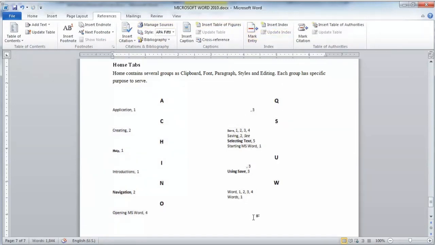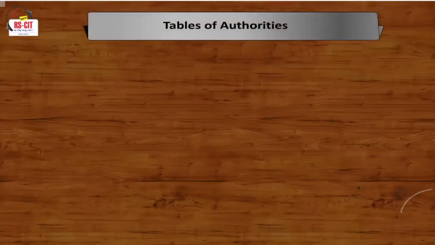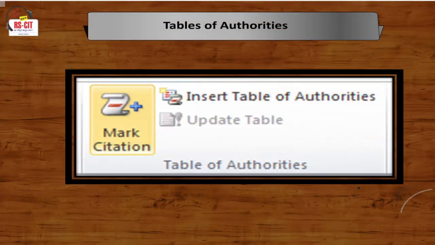Table of Authorities. A table of authorities lists the references in a legal document, along with the numbers of the pages the references appear on. To create a table of authorities, you mark citations and Microsoft Word inserts a special TA, that is, Table of Authorities entry field in your document.